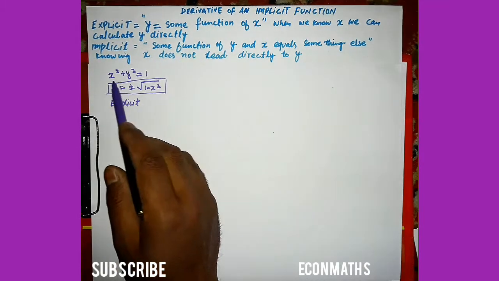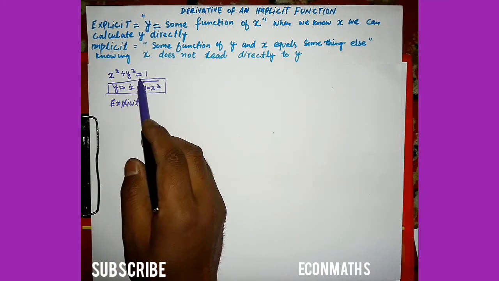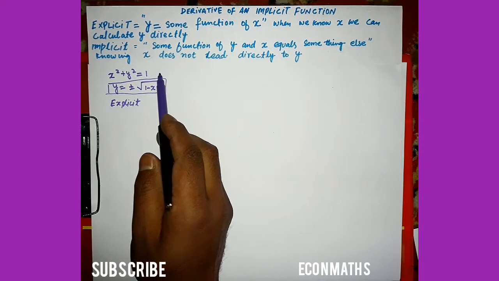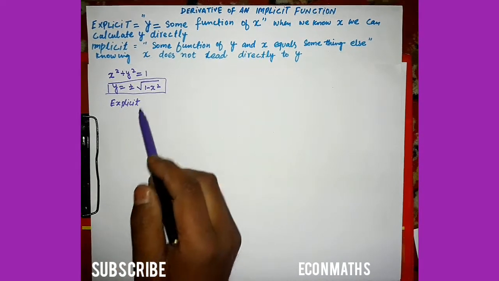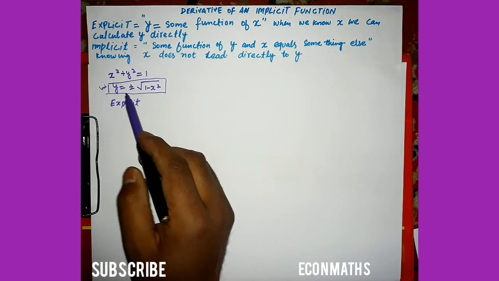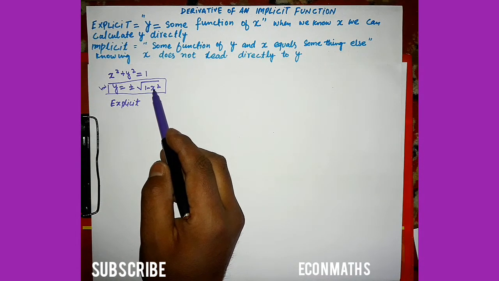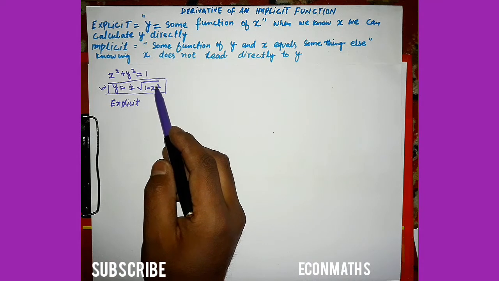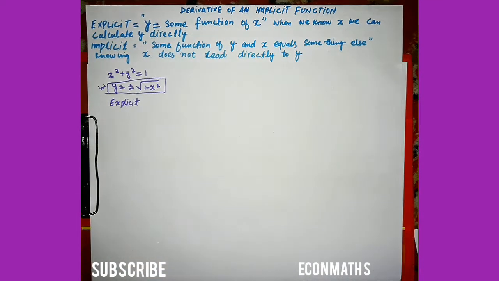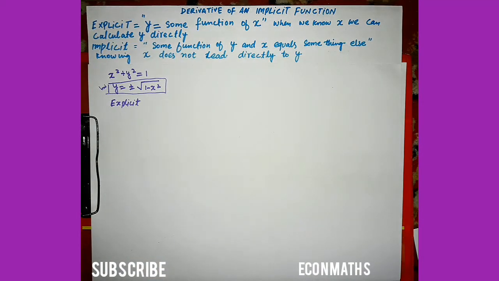So this function, x square plus y square is equal to 1, is the equation for a unit circle with radius 1. This equation tells us that y is directly a function of x. Okay. Now it is not always the case that we are given a function explicitly.